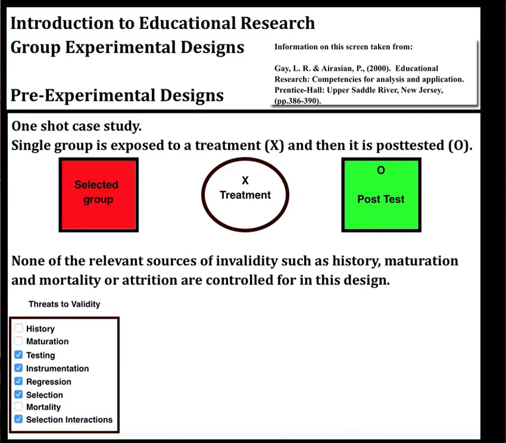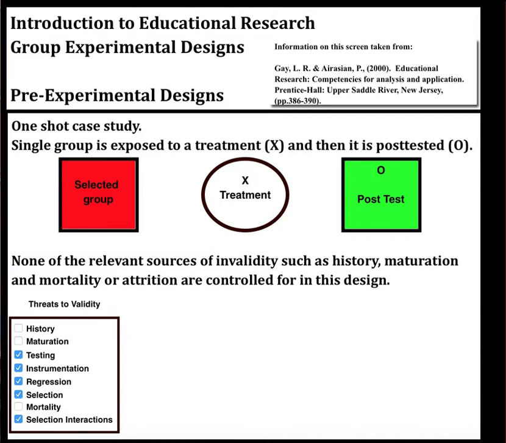The threat of testing is a threat to the validity of this kind of study, but it's automatically controlled for because there is only one test, so there's no pre-test, post-test. Testing is usually an issue when there is a pre-test or post-test, but in this case there isn't. The threat of instrumentation is automatically controlled for because there is only one test, so there's only one instrument, so there can't be any confusion.